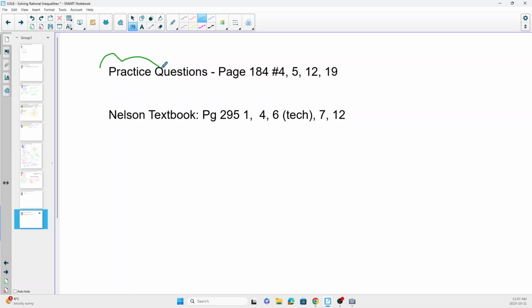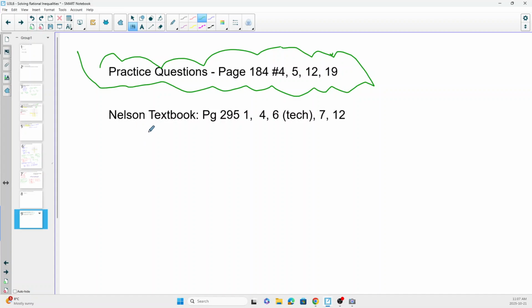Your practice questions are here, not the Nelson textbook, but page 184, numbers 4, 5, 12, and 9.